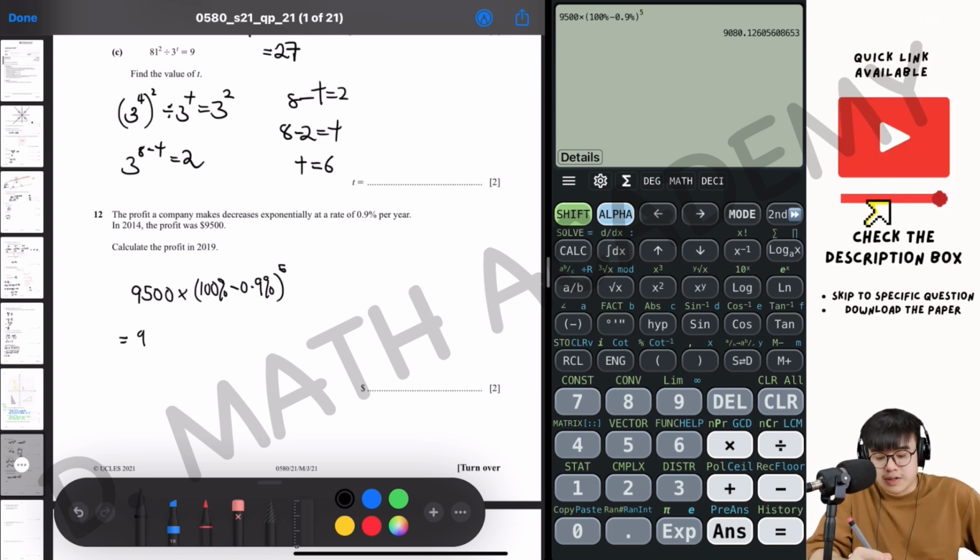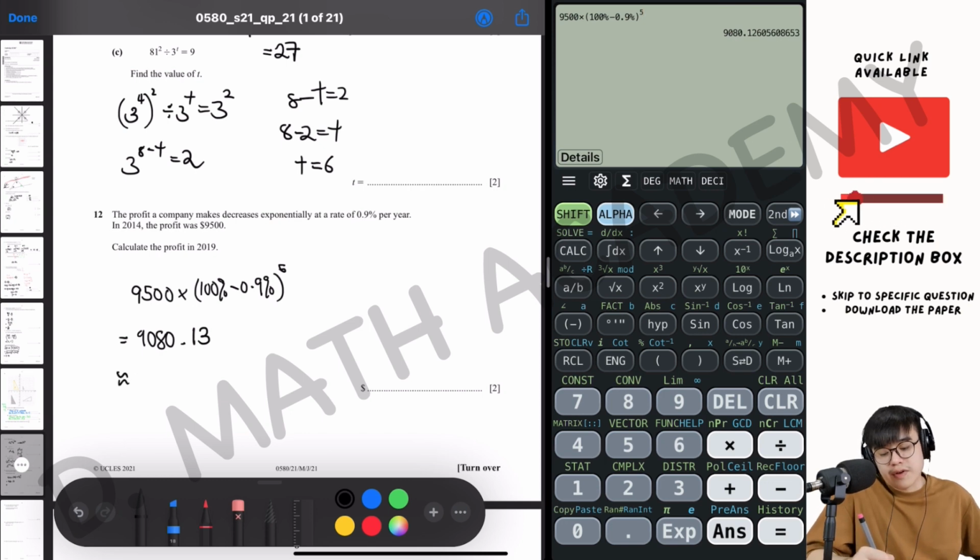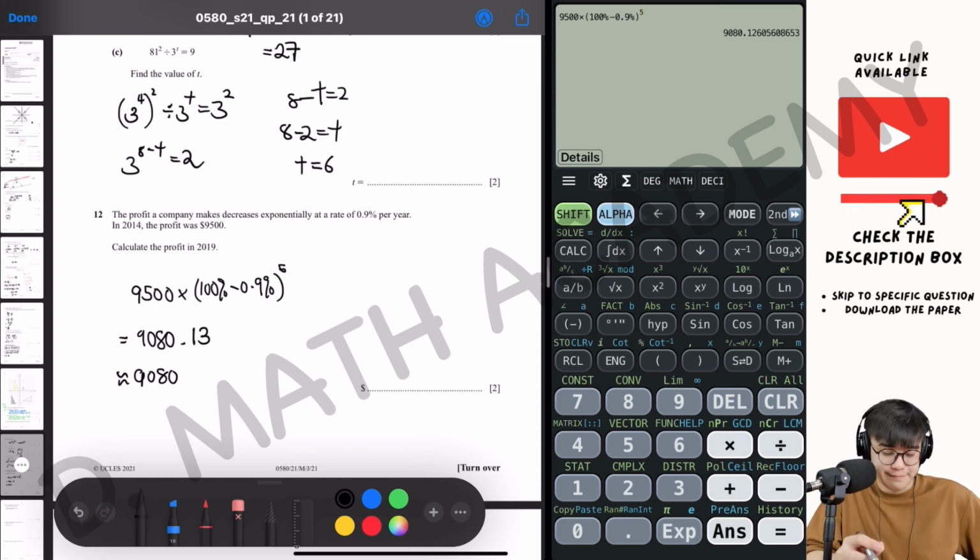9,080. Although they didn't specify whether to round it to the nearest dollars or whatsoever. Okay, if you want to keep it as accurate as possible, you can leave it as 9,080.13, or if you were to write it as 3 significant figures, okay, this would be the final answer. Personally, I would write both actually.